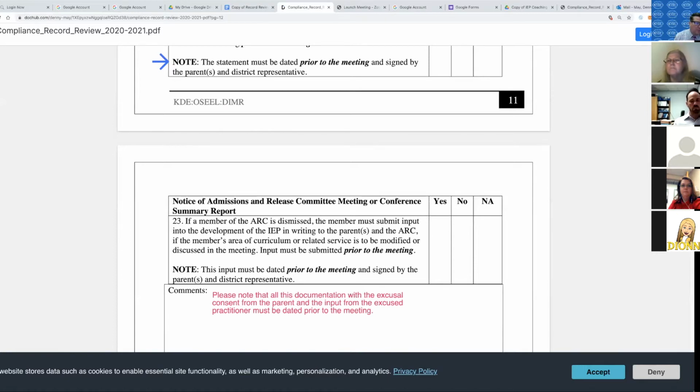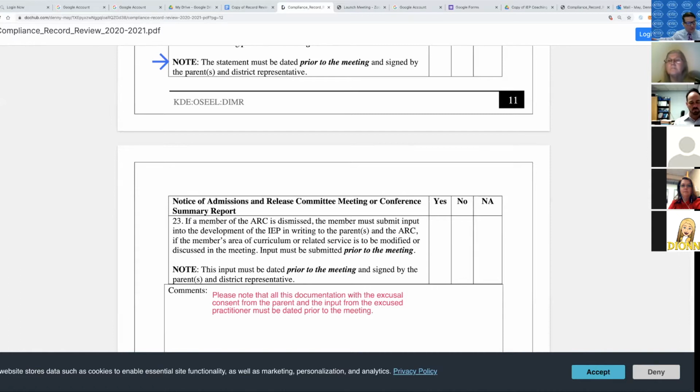Well, reviewing a file this morning, and I was looking at the present level, it has communication documented very well. Go over to the goals. There's a goal.